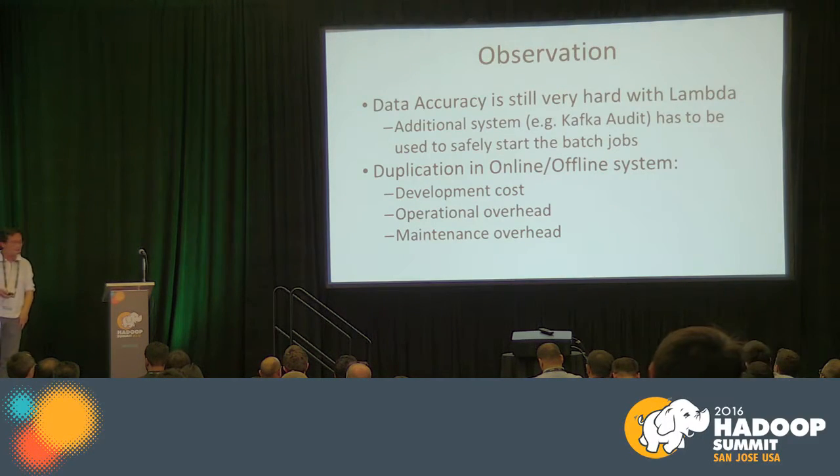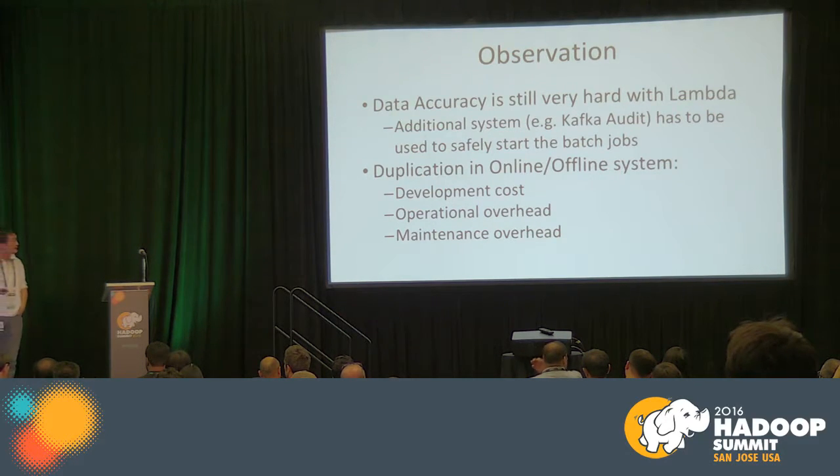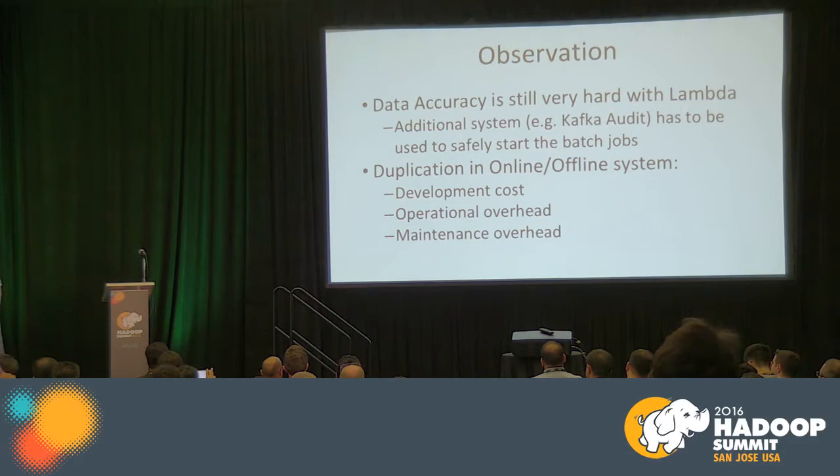So this is our observation from all this real practice with the Lambda systems in LinkedIn to address data accuracy. It is still pretty darn hard with Lambda. Additional systems like the Kafka Audit have to be used to safely determine the start time. And then there is also the overhead of duplication in the online-offline systems in terms of development cost, operational overhead, and maintenance overhead.